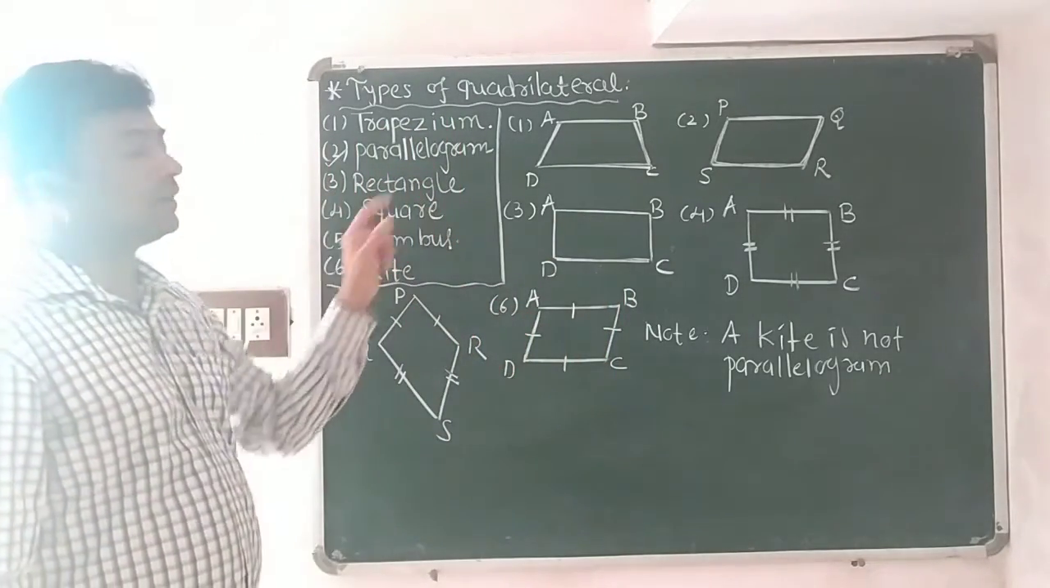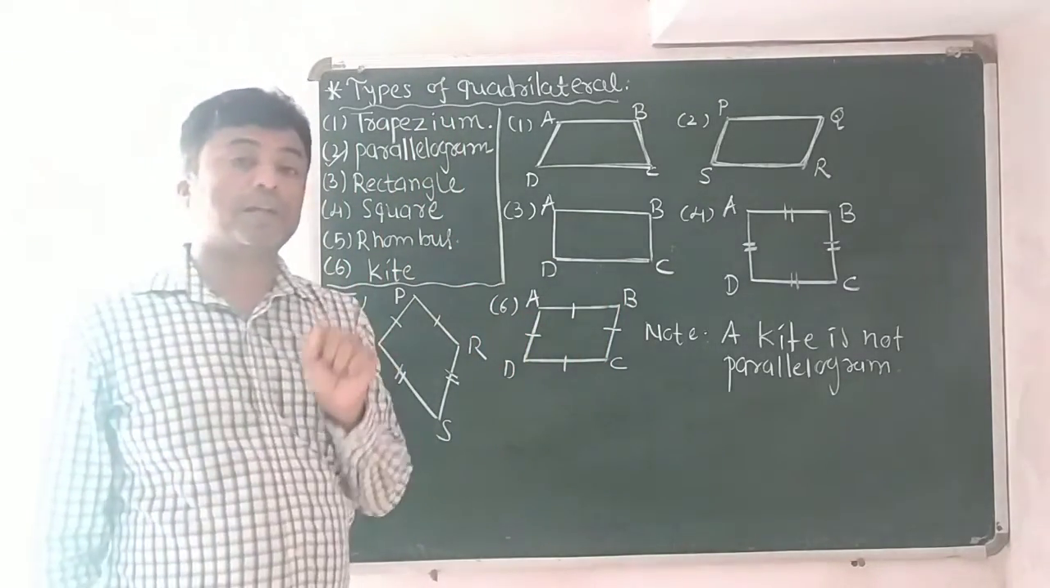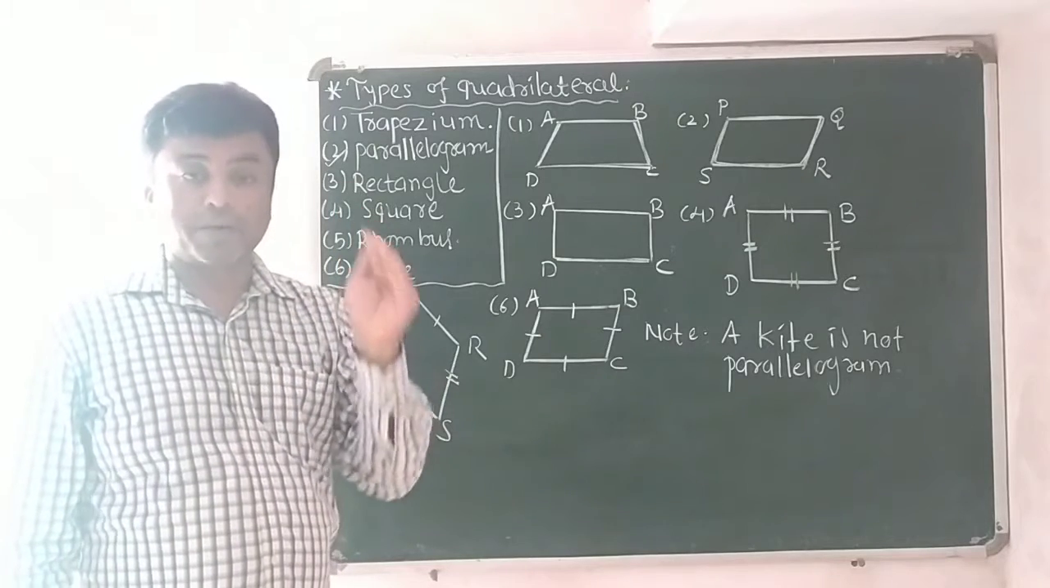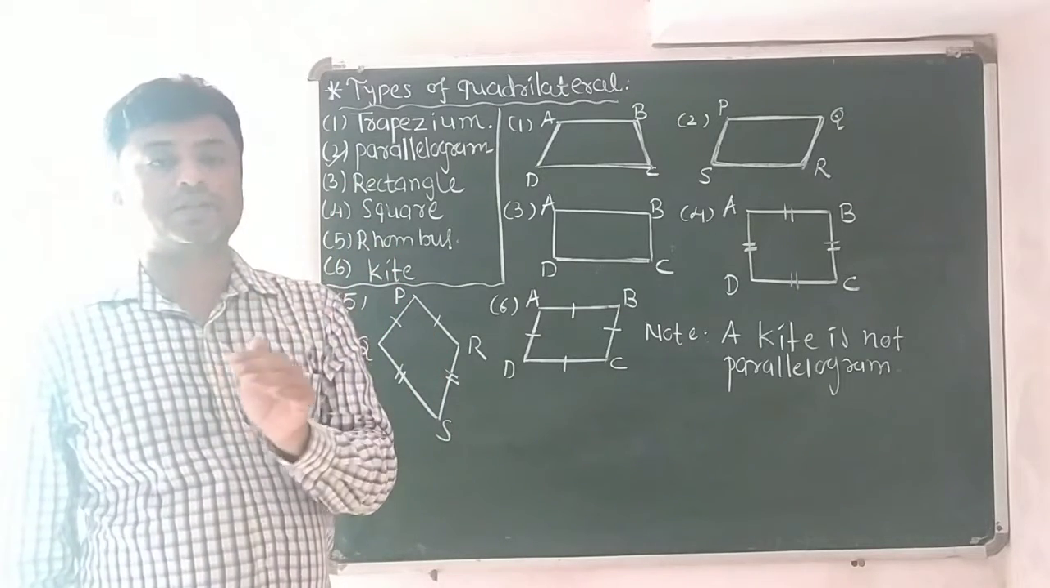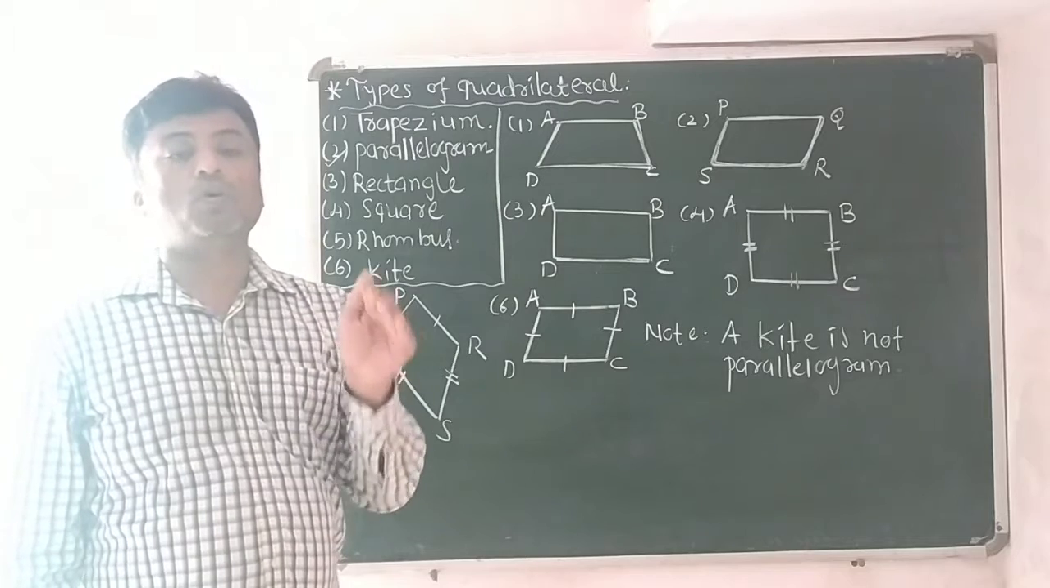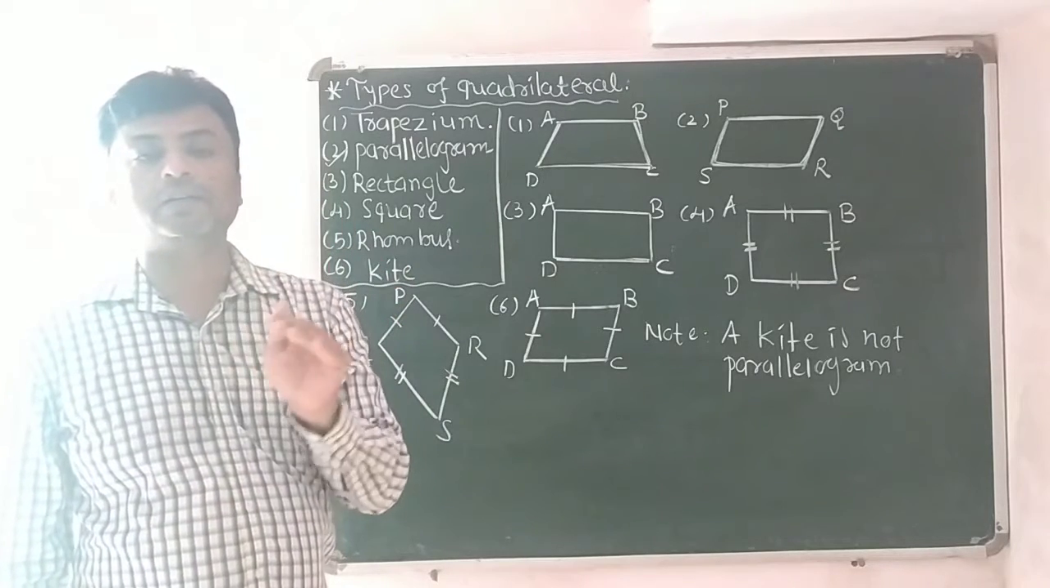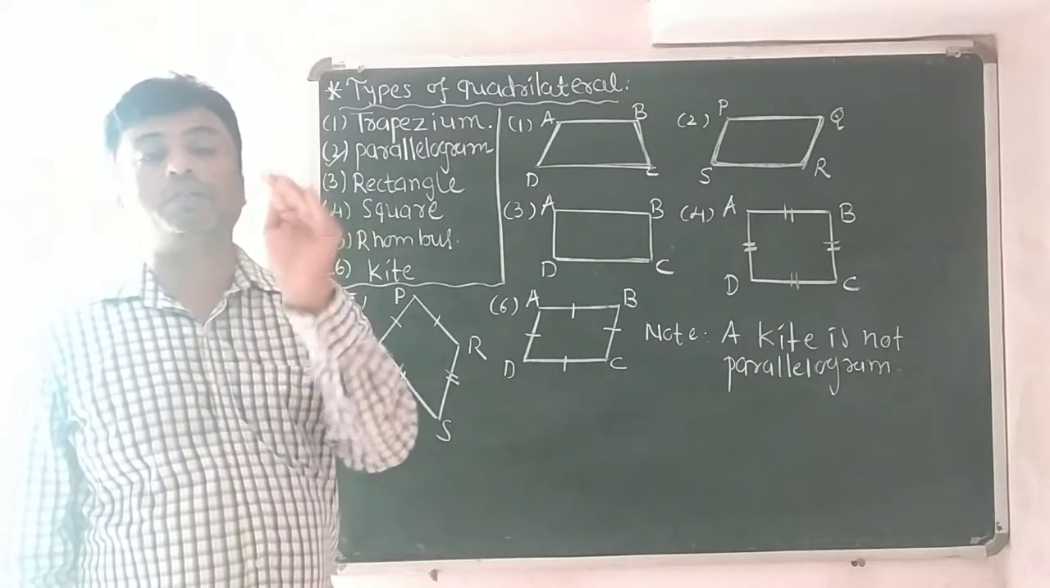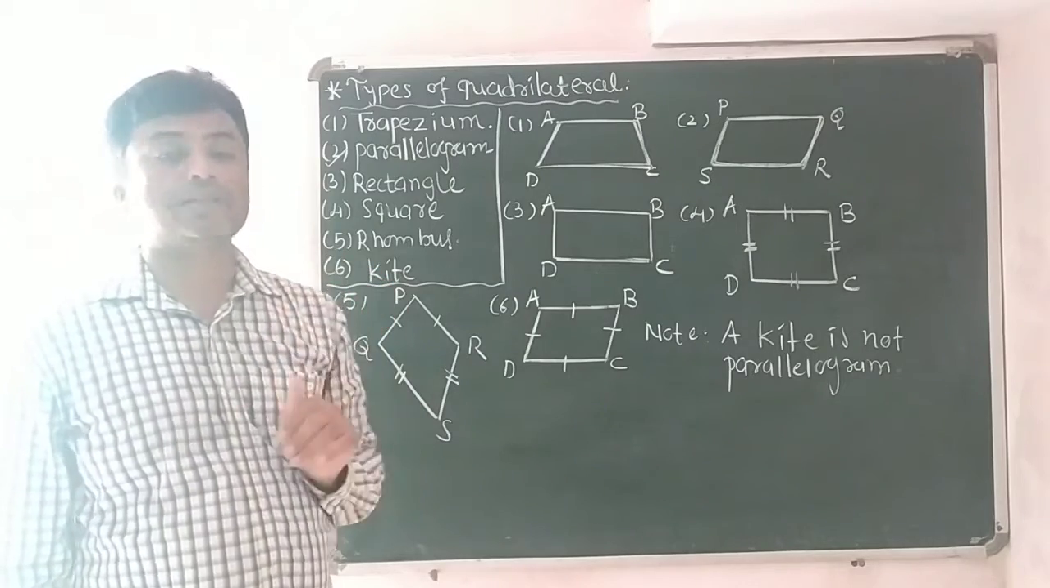Now third, rectangle. What is the definition of the rectangle? So see children, the definition of the rectangle is a parallelogram with all the angles right angles. Then the given quadrilateral or given parallelogram is known as rectangle.